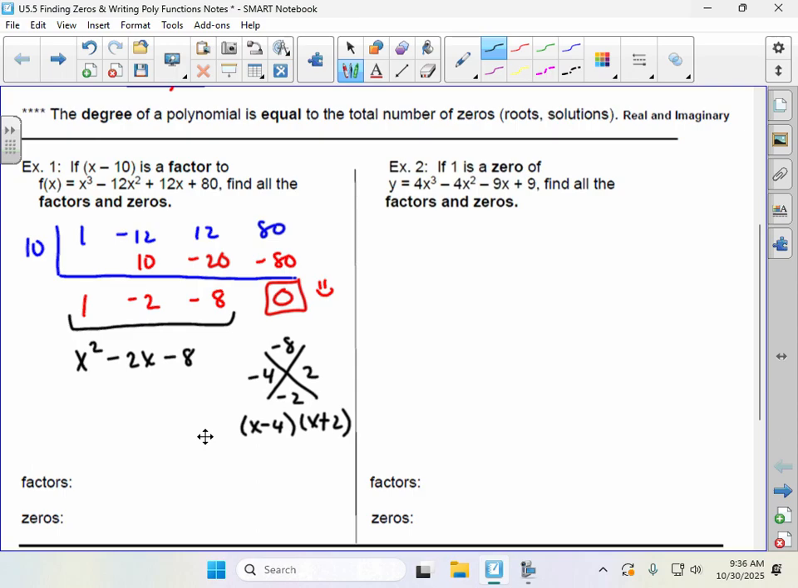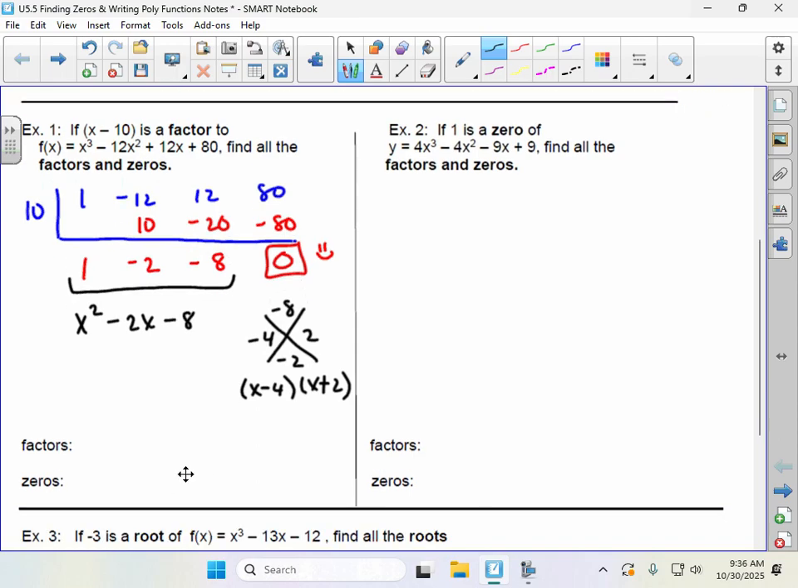All right, so now we want to list out all the factors to the original polynomial, the x to the third minus 12x squared plus 12x plus 80. The factors are x minus 4, x plus 2, and then we have one more, and that's x minus 10, because they're telling you x minus 10 is one of the factors, so you want to list it: x minus 10.